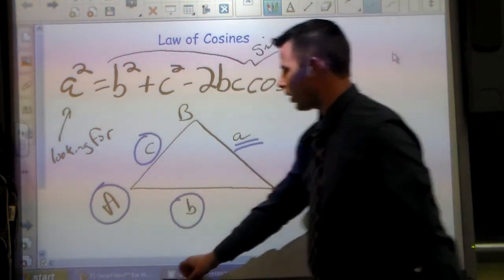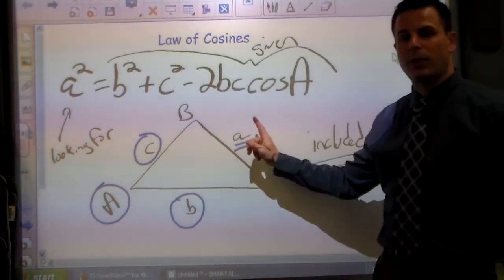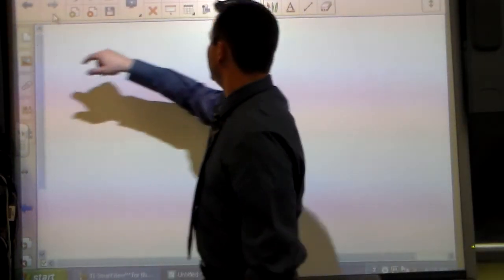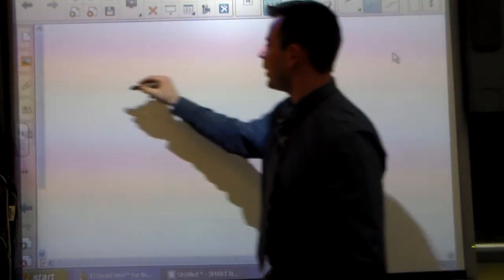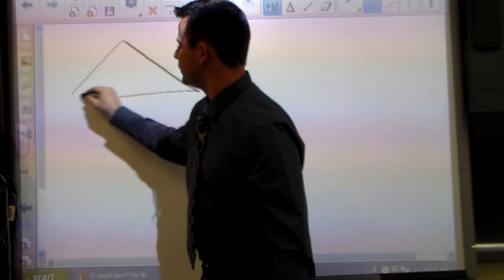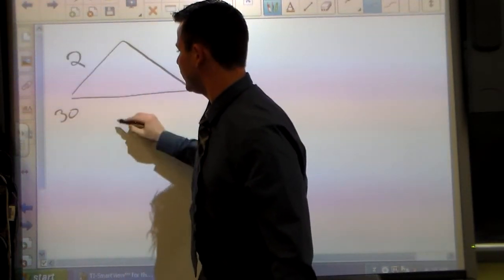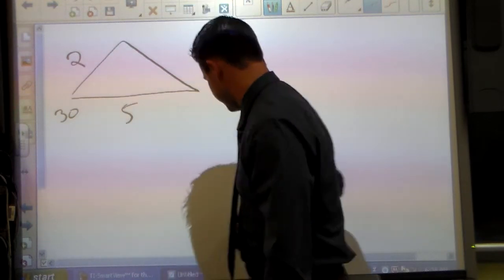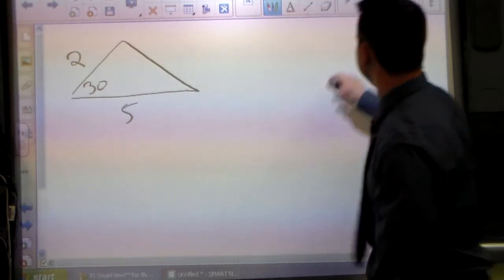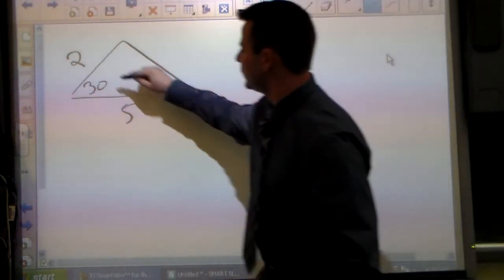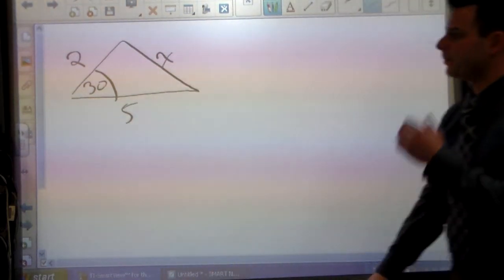Okay, so let's work on an example and see how we would use the law of cosines to solve for a side. Let's draw ourselves a triangle and say that we have a 30-degree angle. This side is 2, this side is 5. Let me draw that angle on the inside. There we go. And we want to know this.